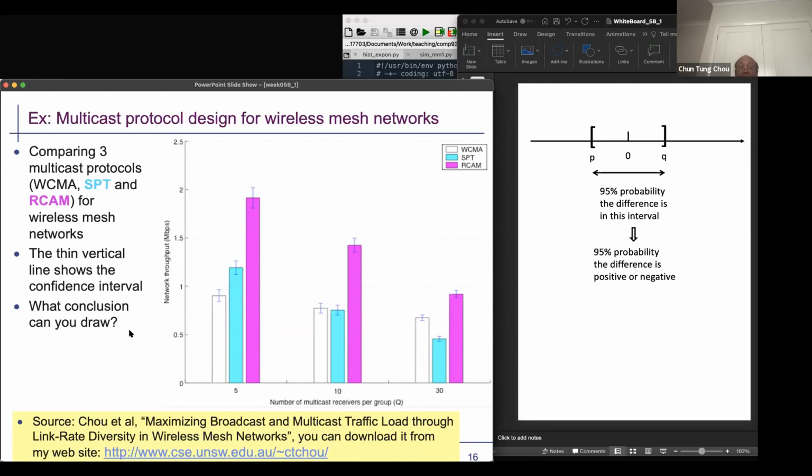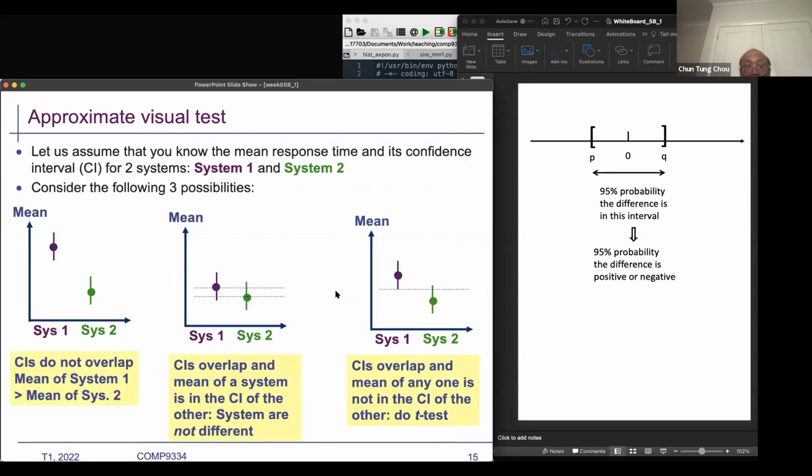Now you have understood what the graphs mean. What conclusions can you draw? Are you able to tell me, out of the three protocols, which one is the best? If you know the answer, you can type into the chat. The idea is you have to use what you have learned over here.